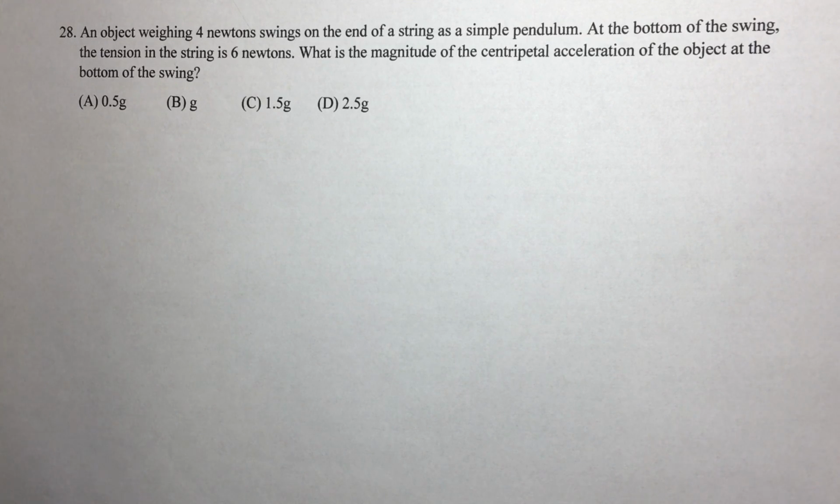Question number 28. An object weighing 4 newtons swings on the end of a string as a simple pendulum. At the bottom of the swing, the tension in the string is 6 newtons. What is the magnitude of the centripetal acceleration of the object at the bottom of the swing?